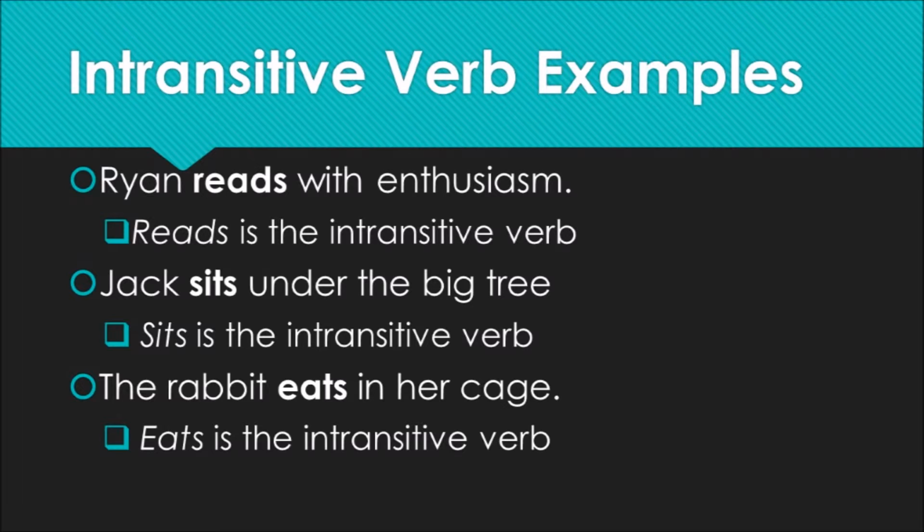And again, the reason these are examples of intransitive verbs and not transitive verbs is because there are no direct objects in these sentences. If I were to say the rabbit eats the hay in her cage, hay would then be the direct object, and eats would no longer be intransitive. It would be considered transitive.